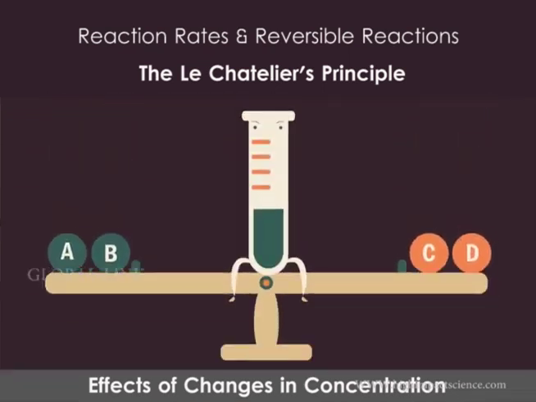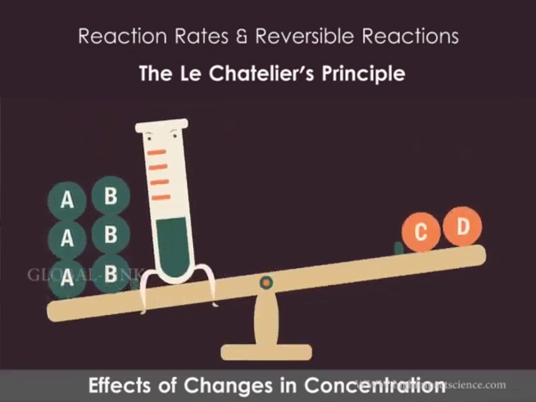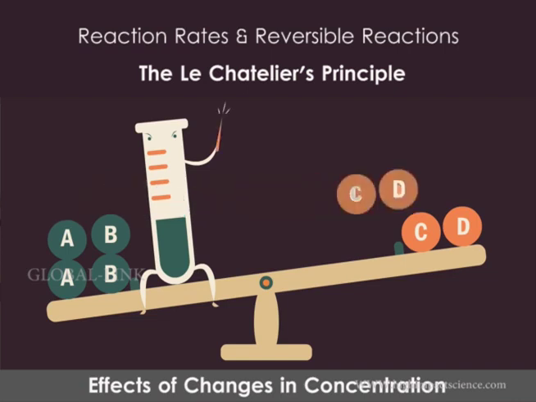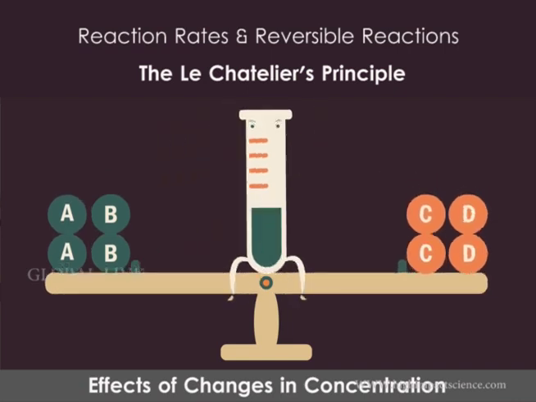If we add more A and B, the system becomes stressed and is no longer at equilibrium. To counteract the stress, the system forms more C and D in order to remove the excess A and B. The equilibrium therefore shifts to the right.